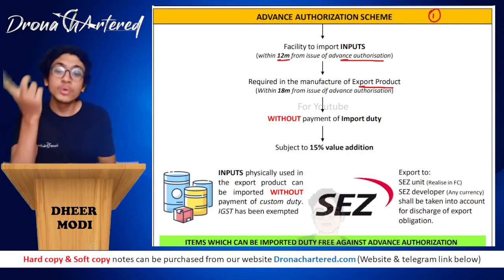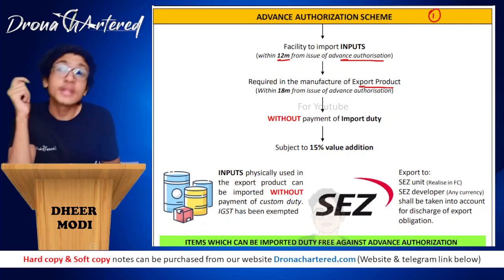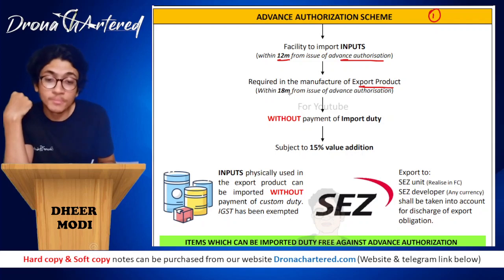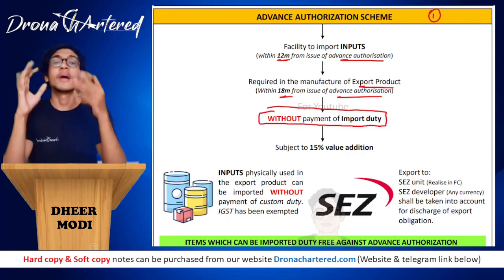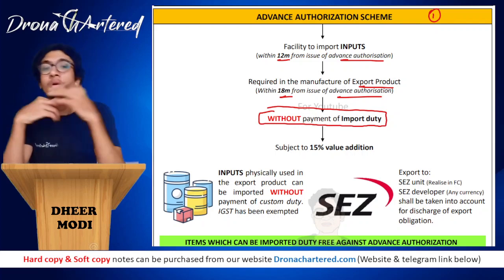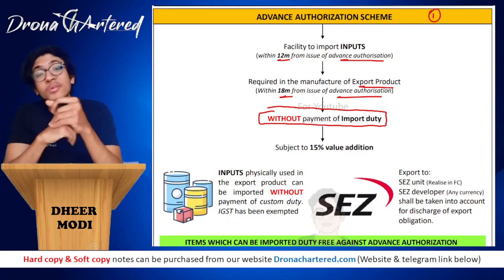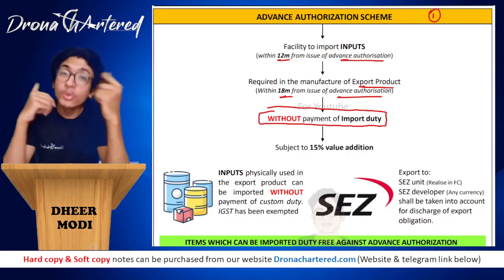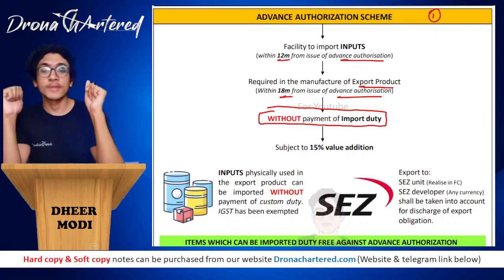You will be allowed to import an item within 12 months from issue of advance authorization, which is required in the manufacture of export product within 18 months from issue of your advance authorization without payment of import duty. Now what you have to understand is why these lawmakers have done this. They are saying that, boss, you are anyway going to export. You say yes, I'm going to export. Now they say, well, we want to promote export. So if you want to import anything for your export, you need not pay import duty on that, provided you satisfy these conditions.